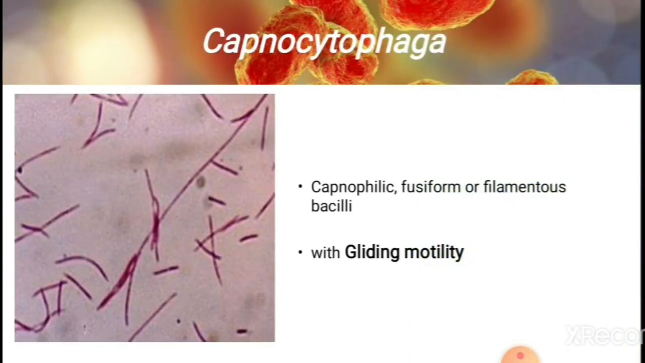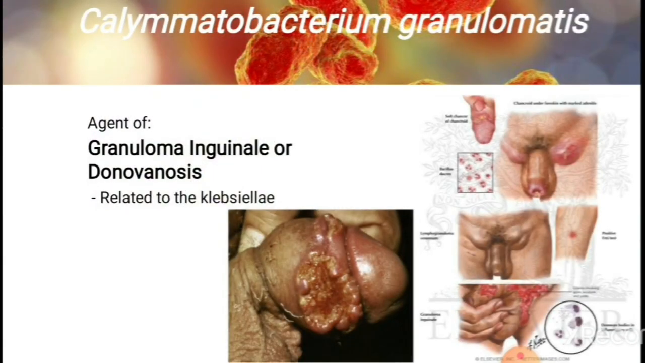The next organism we have is our Capnocytophaga. They are capnophilic and falciform in appearance, or they are filamentous bacilli. The most distinguishing or striking characteristic of our Capnocytophaga is the gliding motility. Next, we have our Calymmatobacterium granulomatis.